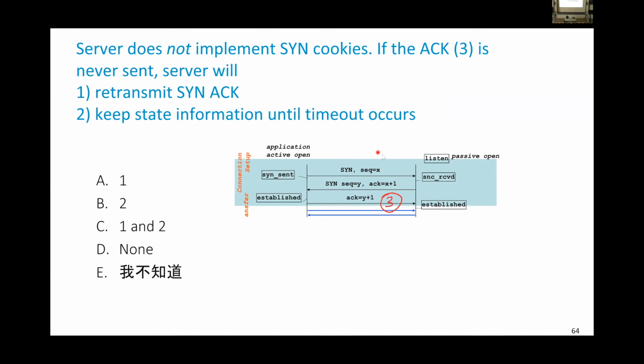Now, assume you have a server that for some reason does not implement SYN cookies, and the ACK here, the number 3, is lost. After all, the ACK is a packet. Like any packet, it can be lost. What will happen in this case?